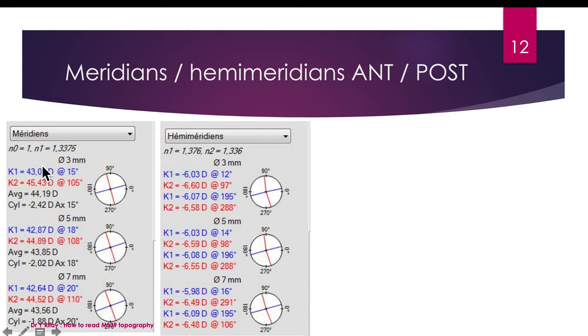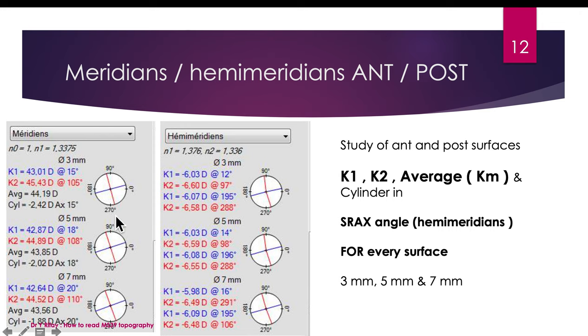The K readings will be studied in meridians and hemimeridians on both faces, anterior and posterior face. So we will study meridians: K1, K2, the average, which is the KM average, and the cylinder with the angles in 3 millimeters, 5 millimeters, and 7 millimeters. We can study with meridians in the anterior surface and in the posterior surface, and we can study with ME meridians in the anterior surface and in the posterior surface. The ME meridian will help us to study the skewed radial axis, because here we can measure the angle of the skewed radial axis in all the diameters we need.